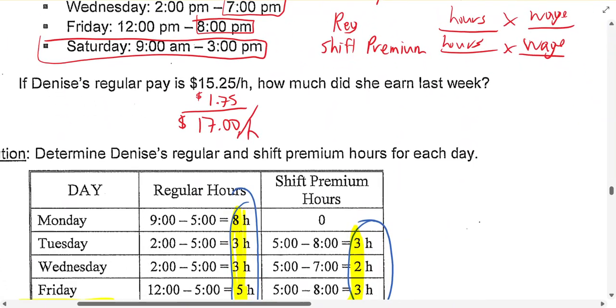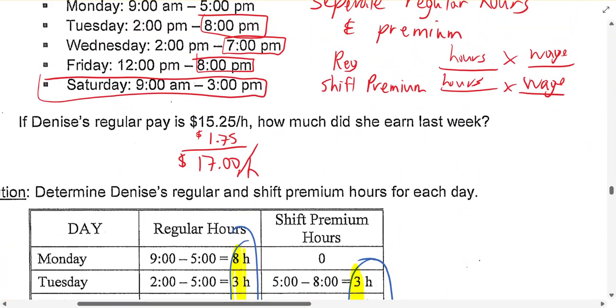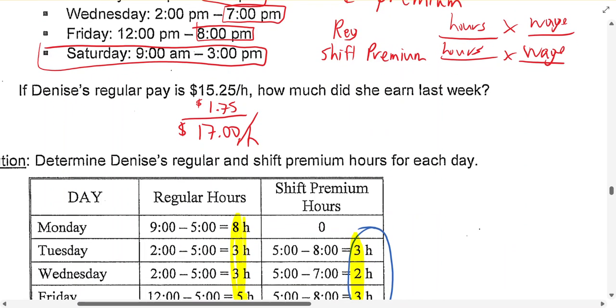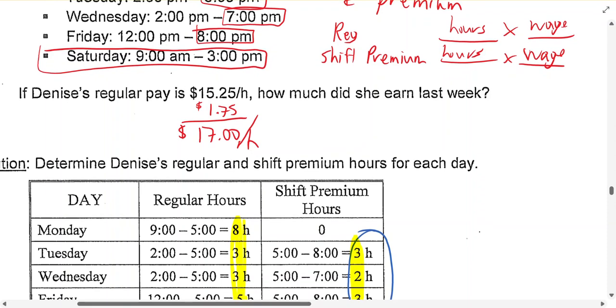So here we have it broken down. Okay, Monday, 8 hours for regular time, no shift premium hours. Then looking at the next day, she has 3 hours for regular, but then she also works from 5 to 8 at shift premium, so 3 hours of shift premium. Wednesday, she works from 2 to 7, so from 2 to 5 there are regular hours, and from 5 to 7, 2 hours of shift premium.